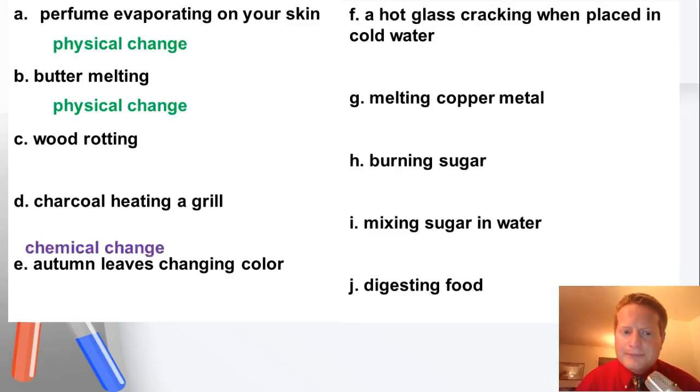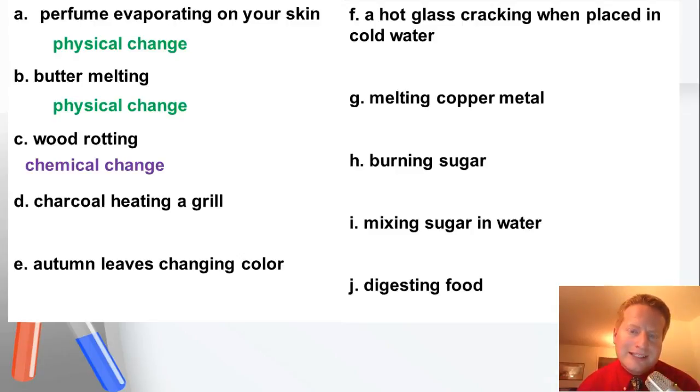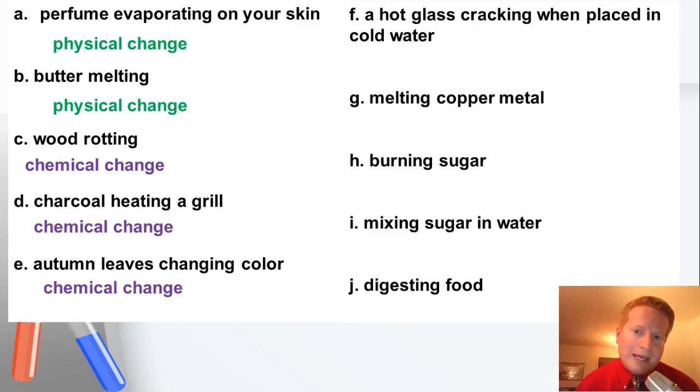Wood rotting. Well, the rotten wood is now very different from the original wood, right? We're actually changing the chemical composition of that wood. It's now made of something entirely new, and so that's a chemical change. Charcoal heating a grill, you're not going to be able to convert that burned charcoal back into regular charcoal, right? So that is a chemical change. Autumn leaves changing color. You would not be able to change those leaves back.